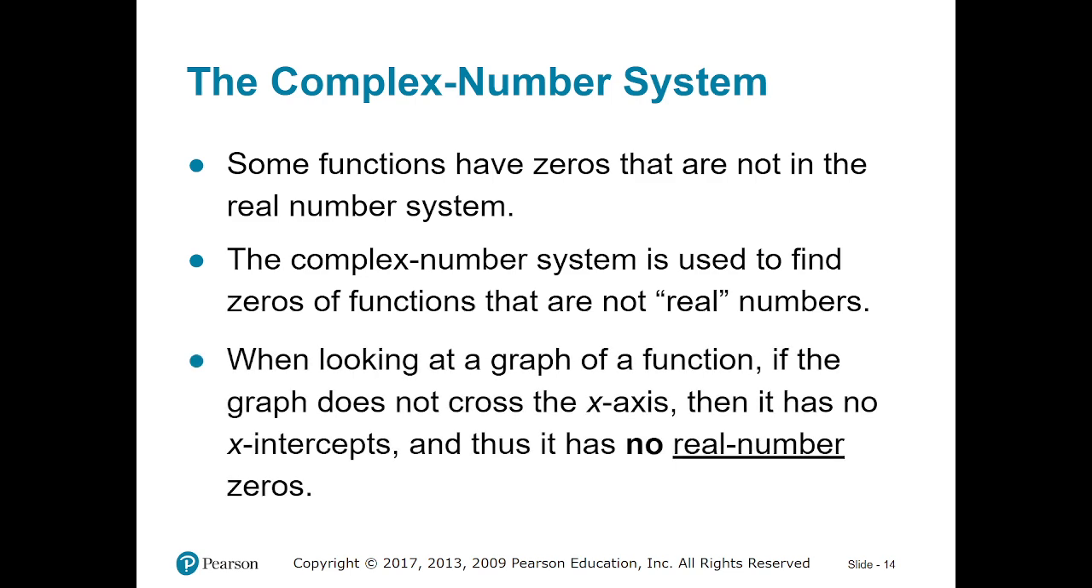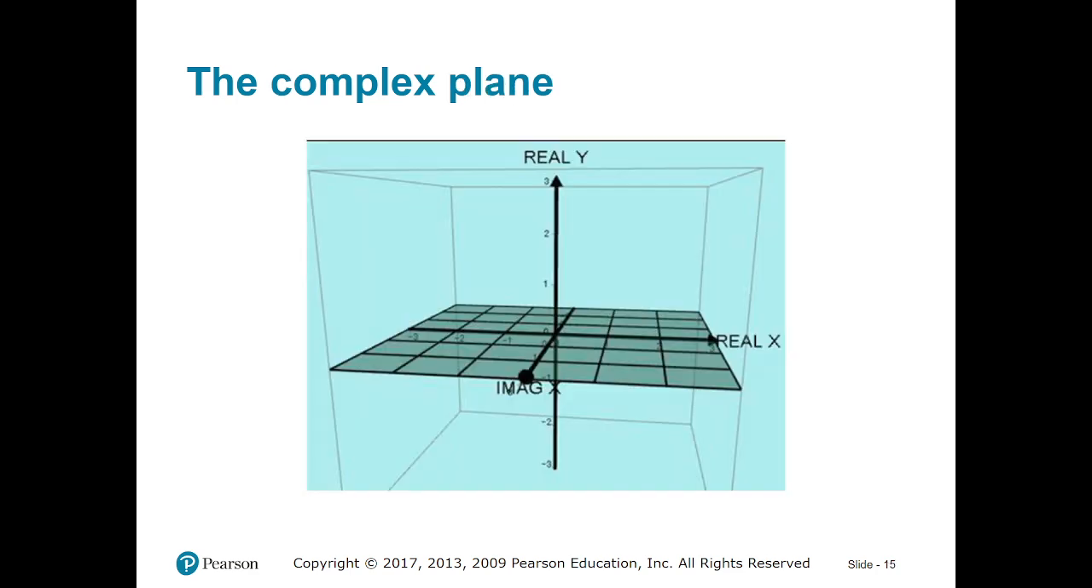So when we look at the graph of a function, if the graph doesn't cross the x-axis, then it has no x-intercepts, and thus it has no real number solutions. Okay, so here's how we can view the complex plane. So we've got our real x-axis, and then we've got the real y-axis.